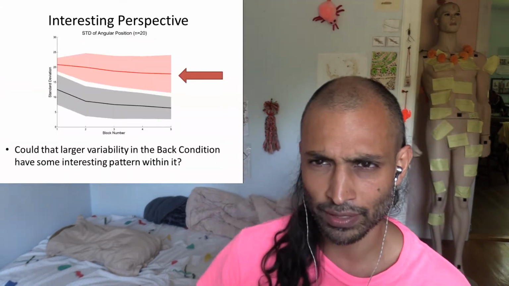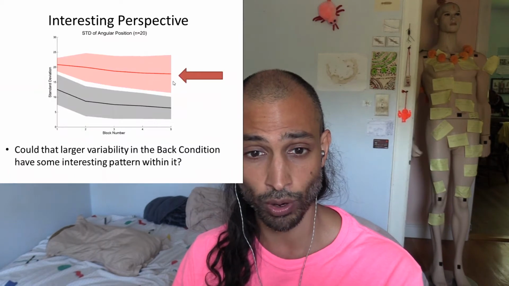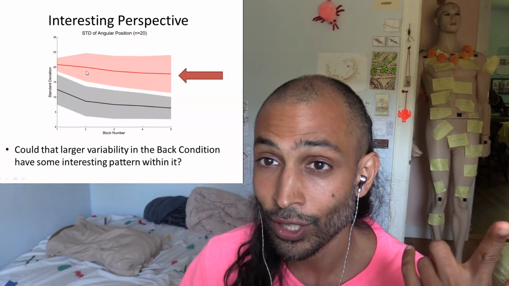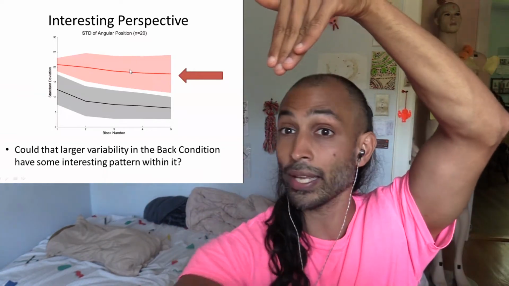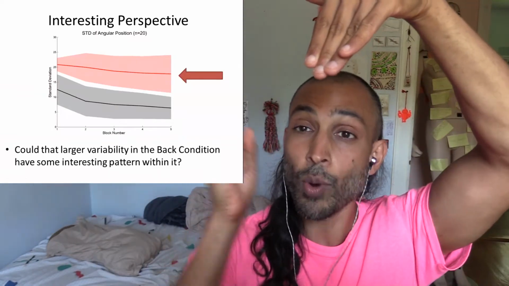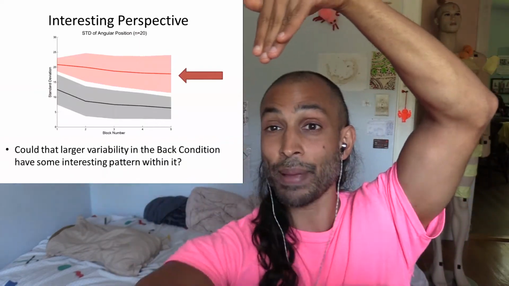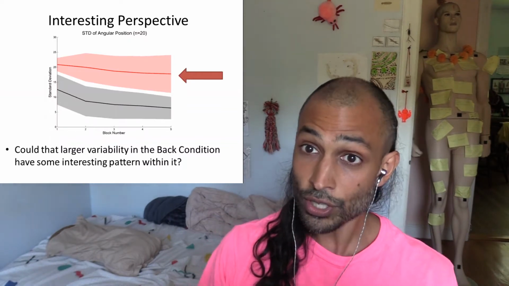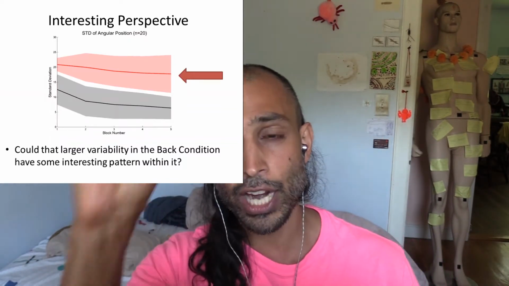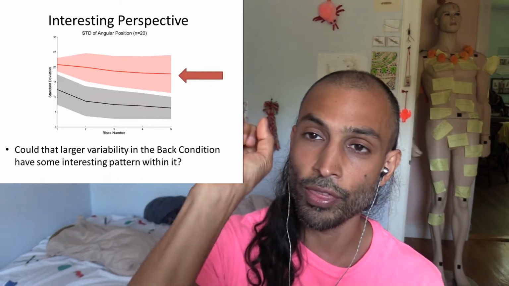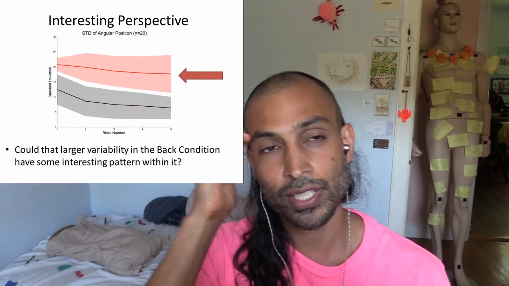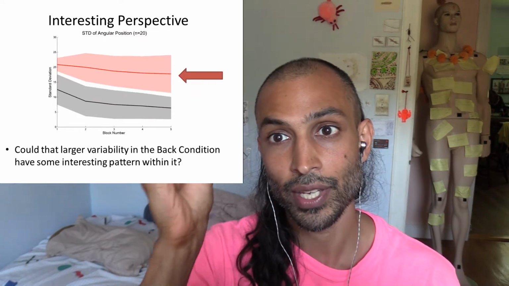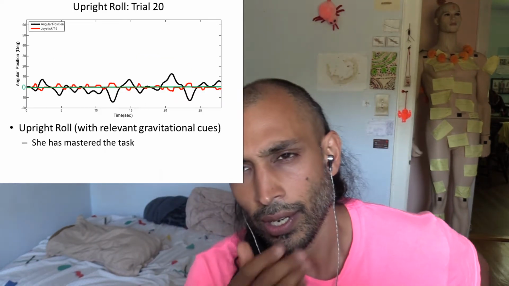So using that perspective, I go back to this graph, which I showed you before. To refresh you, that red bar are the people on their back who have huge positional variability and are not able to statistically reduce it over time. My question is, is there any pattern within that, or is it just randomness because they don't know where they are? And it turns out, fascinatingly enough, there actually is a pattern within that variability. What this is saying is, don't just look at averages and standard deviations. Sometimes deeper in there is structure.